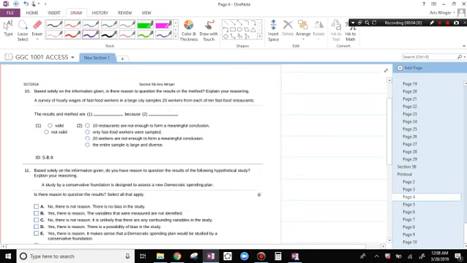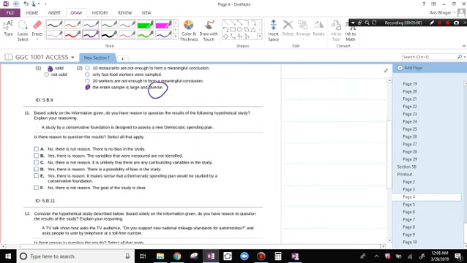Based solely on the information given, is there reason to question the results of the method? Explain your reasoning. A survey of hourly wages of fast food workers in a large city samples 20 workers from each of 10 fast food restaurants. That sounds perfectly okay. The results and method are valid because the entire sample is large and diverse. So you've got 200 people and they're from 10 different fast food restaurants. That's good. Large and diverse. That'll be the only one that's actually valid.